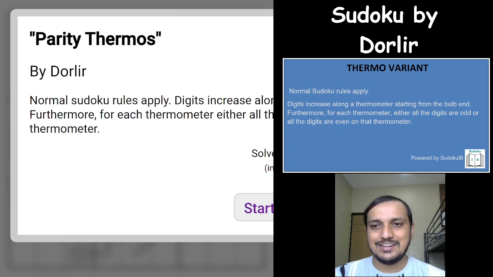Ashish here, and today I'll be covering a Sudoku variant on our channel. This Sudoku is constructed by Dorlir and is called Parity Thermo. It's a Thermo variant, and I really thank the author for giving me an opportunity to cover a video on our channel.